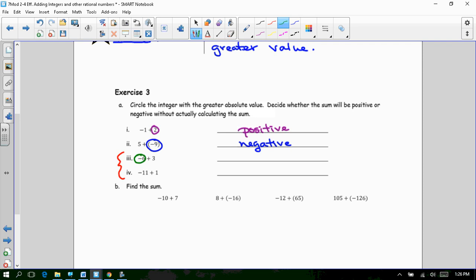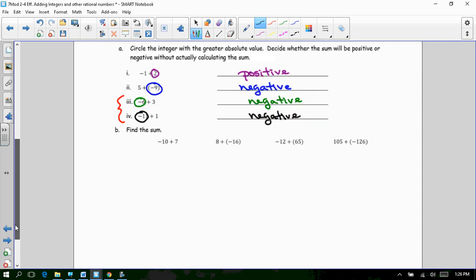All right, so I circled -6 and I get a negative. And the next one I circle -11 and I get a negative. All right, part B now, we're actually going to do the work. Okay, so again, we're going to set it up the same way we just did these a second ago. Circle the larger number. What's larger, 10 or 7? Well, 10's bigger than 7, so I'm going to circle that. So what kind of answer will I get? I better get a negative answer.